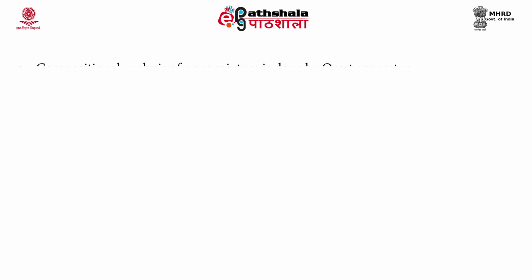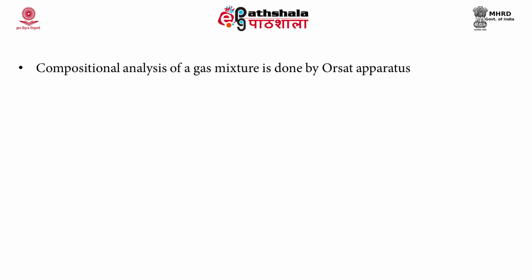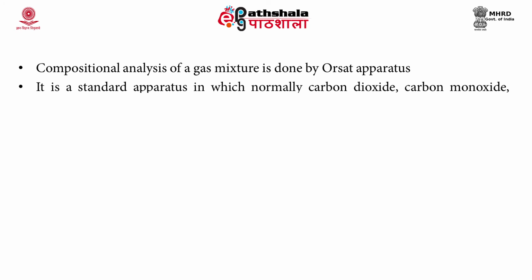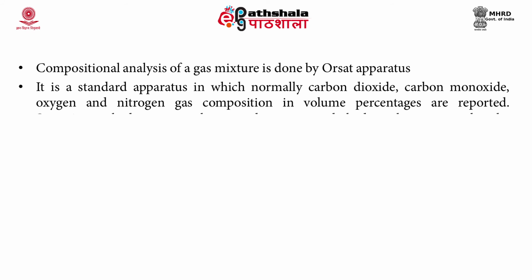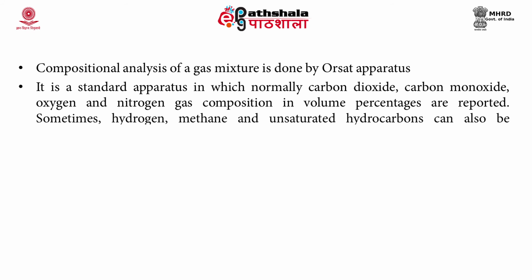So, the compositional analysis of gas mixture is normally done by the ORSAT apparatus. It is a standard apparatus in which normally the carbon dioxide, carbon monoxide, oxygen and nitrogen gas composition in volume percentages are measured. Sometimes hydrogen, methane and unsaturated hydrocarbons are also measured using this apparatus.